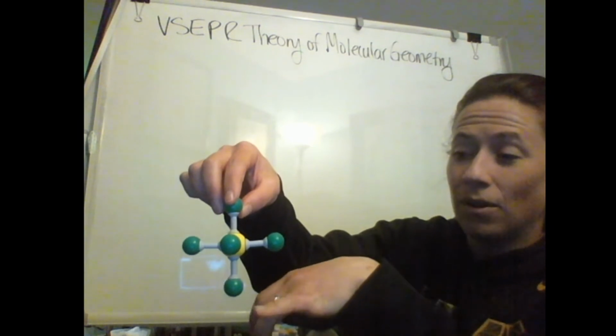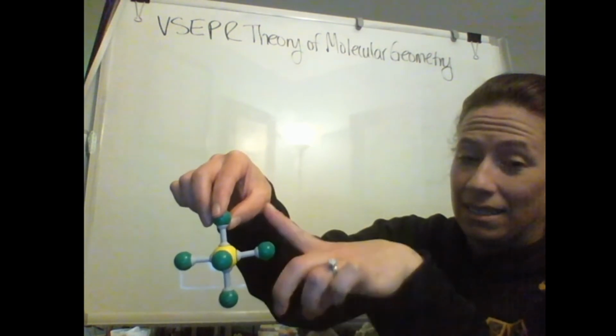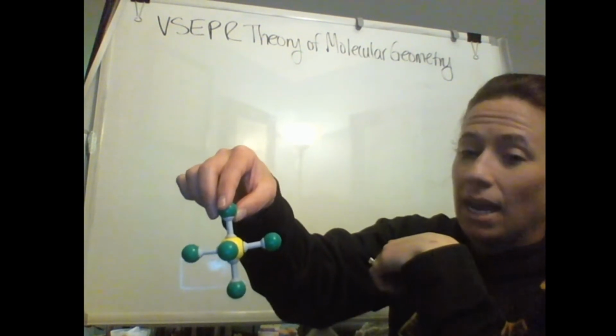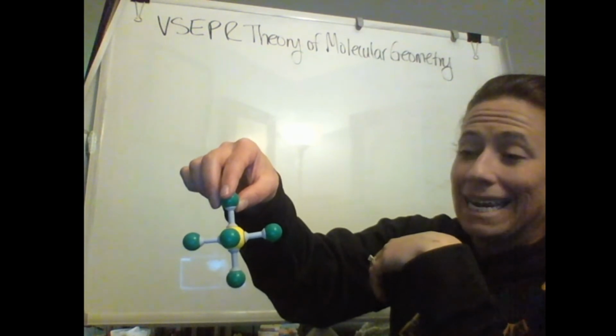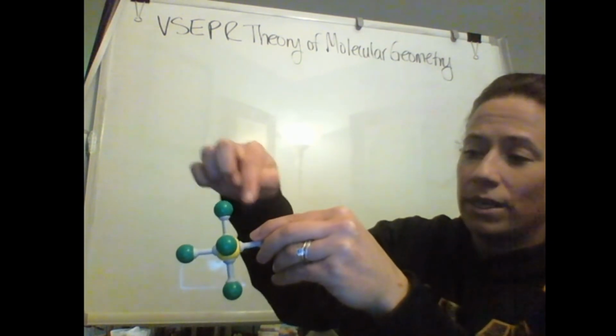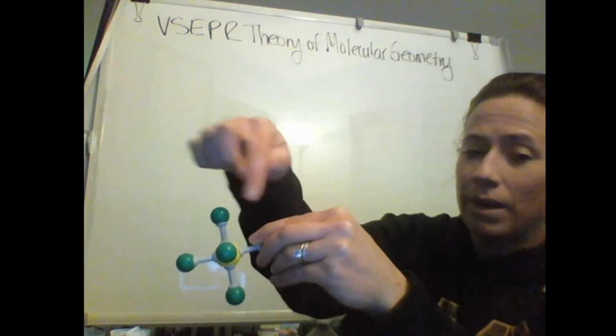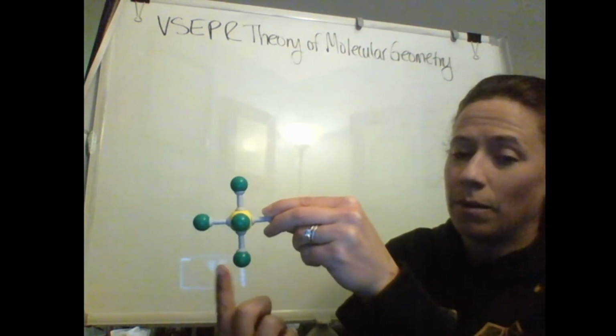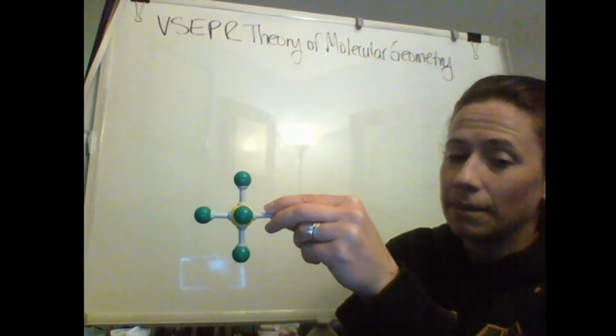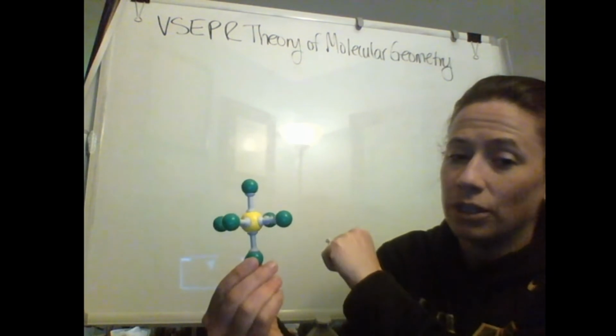When you have 6 things bonded to your central atom, the octahedral is 8-sided. So you've got like a little 1, 2, 3, 4-sided pyramid on the top and a 4-sided pyramid on the bottom, like a diamond. And so this is an octahedral geometry.